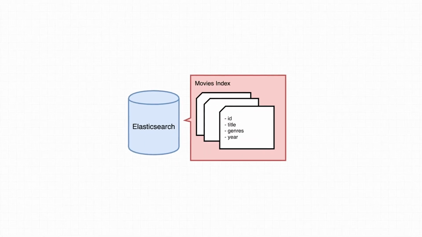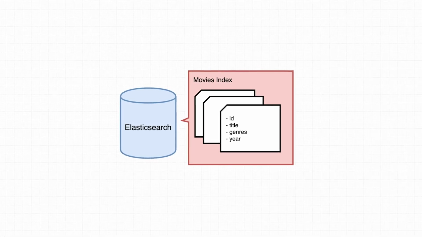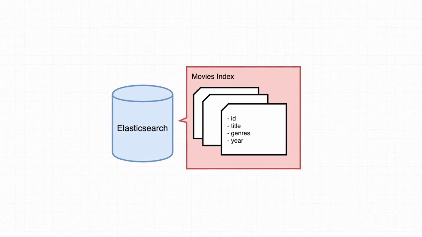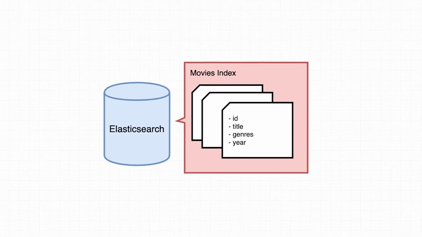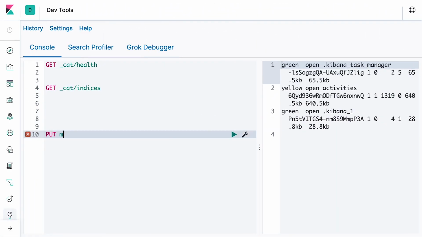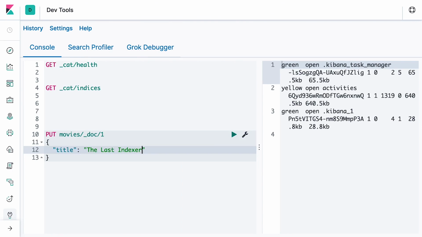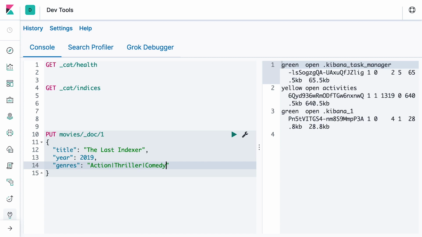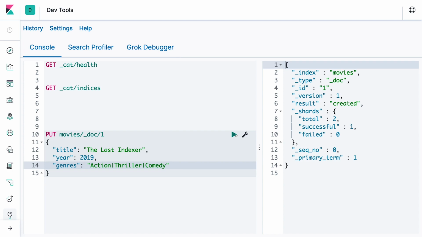Imagine we are building an index of movies. Each movie is going to have the attributes title, year, and genre. Let's go ahead and index a movie called The Last Indexer. It's going to be a PUT request where the index is movies. The title is The Last Indexer, the year is 2019, and the genres are action, thriller, and comedy. Notice that we didn't have to initialize or create the index before indexing the movie document. And that is because Elasticsearch will automatically create the index for you if it doesn't already exist.